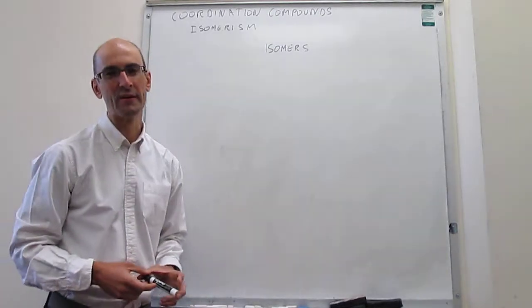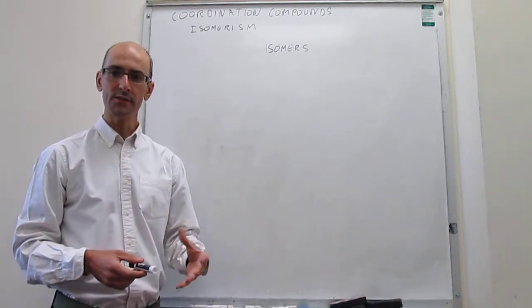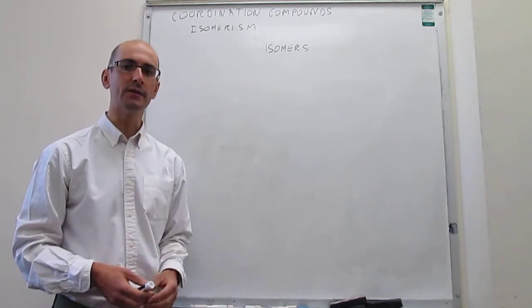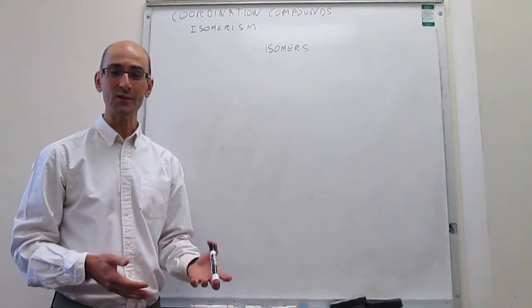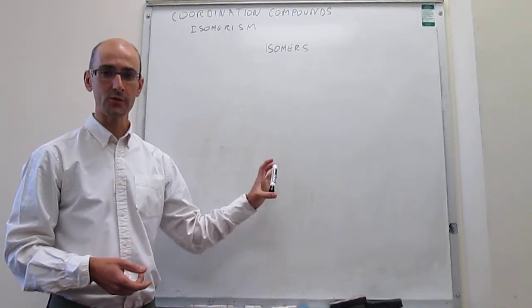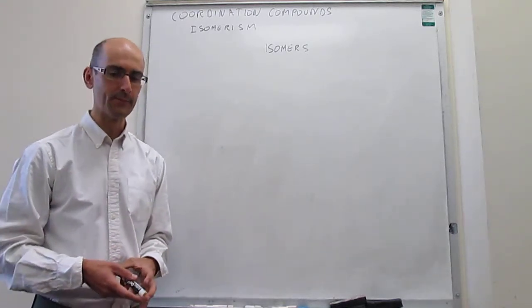In this video, we provide an introduction to isomerism. Isomerism is important in many branches of chemistry, including organic chemistry and inorganic chemistry. Here, our focus is going to be on transition metal chemistry, so many of the examples that we're going to be using to illustrate isomerism will involve transition metal complexes.